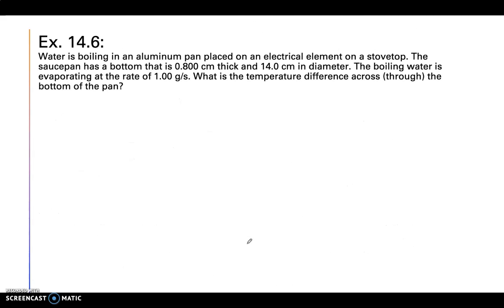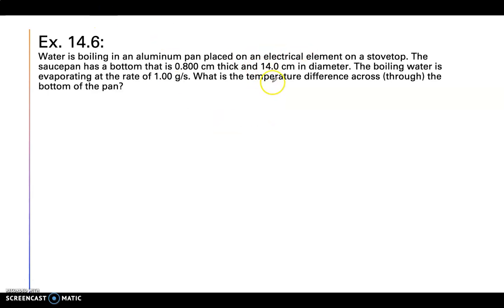All right, let's go to our next example. Water is boiling in an aluminum pan placed on an electrical element on a stove top. The saucepan has a bottom that is 0.8 centimeters thick and 14 centimeters in diameter. The boiling water is evaporating at a rate of 1 gram per second. What is the temperature difference across the bottom of the pan?